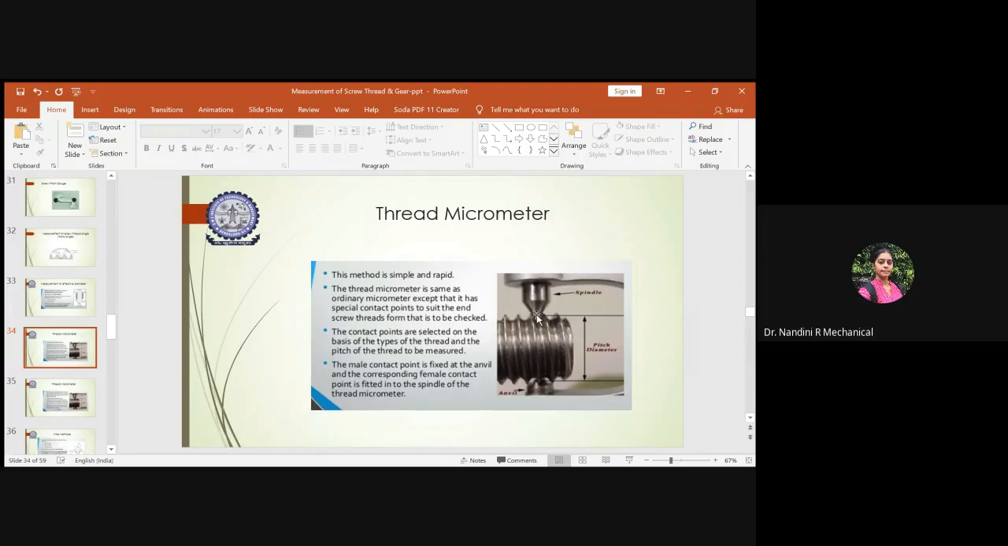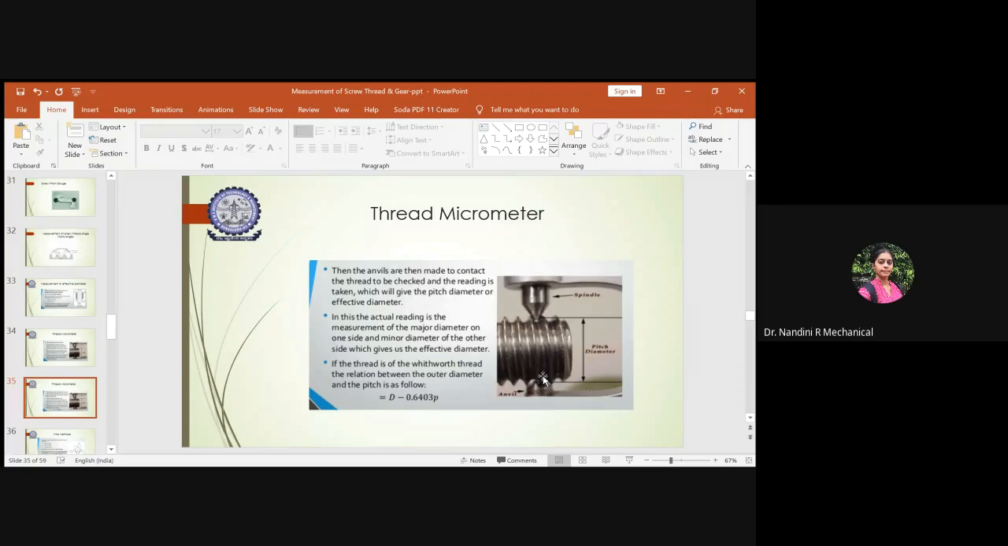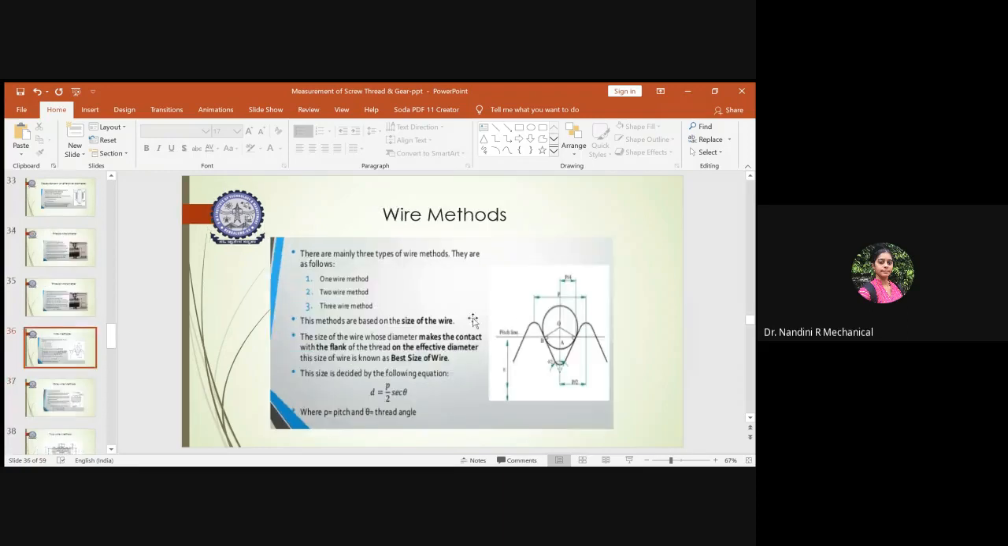Similarly, if they ask you, you need to draw the screw thread. How does it look? Show the clamping position for the spindle and the anvil, and show from where to where, from crest here, you determine the pitch diameter. Also show the equation for the pitch diameter, which is d minus 0.6403 times p. So this you have to show. The methods usually asked for determining the effective diameter in the examination could be the one wire, two wire, and three wire method. We have dealt with all three methods to determine the pitch diameter.